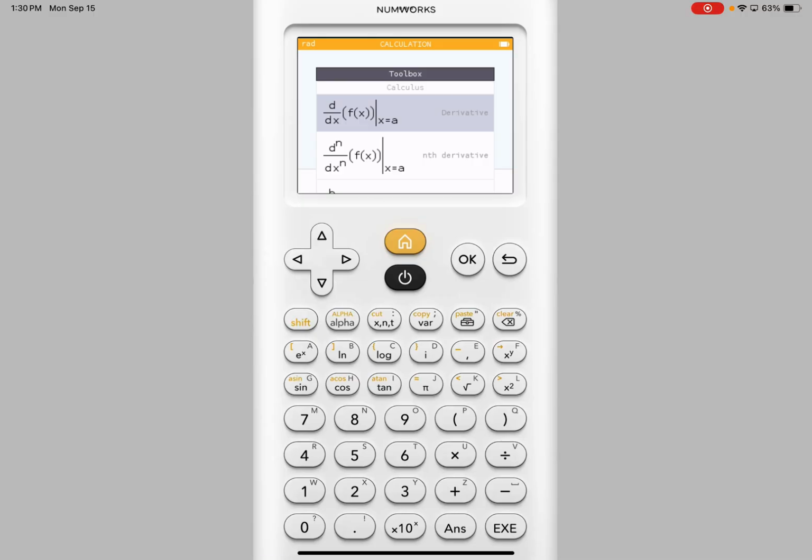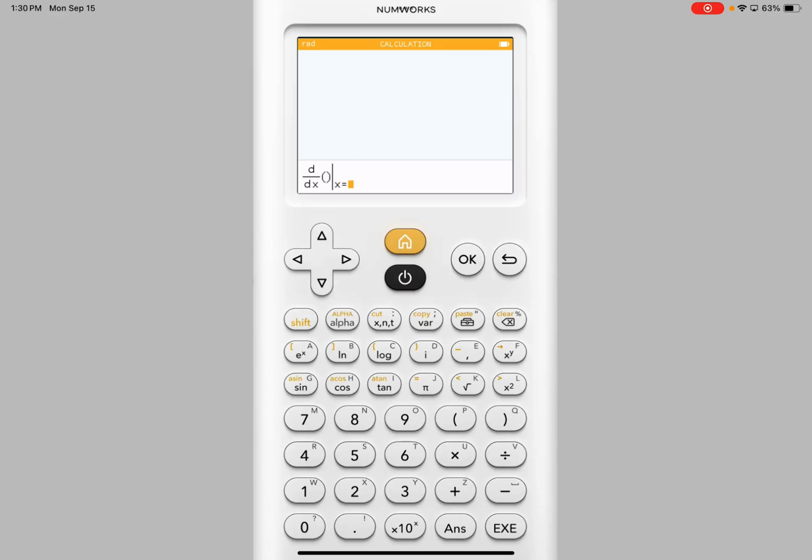The first one you should recognize as Leibniz notation for taking a derivative and then evaluate it at a point A. The second one with the n up there, remember last week I told you we could take second derivative, third derivative, etc. That's what that button is for. So if I asked you to take the fourth derivative of something, that's what you would use. So go ahead and hit OK.